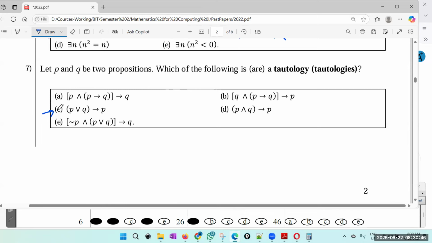Anyone? Yes. No. Yes. Always true. I need a bit of explanation also. Anyone agree? A bit of explanation. Disagree? A bit of explanation.